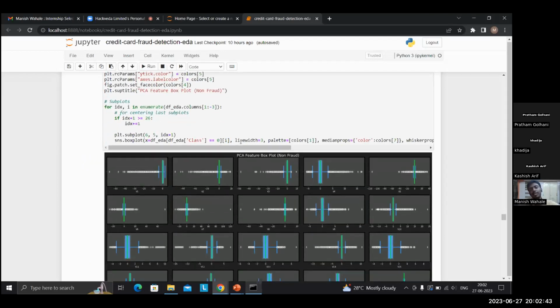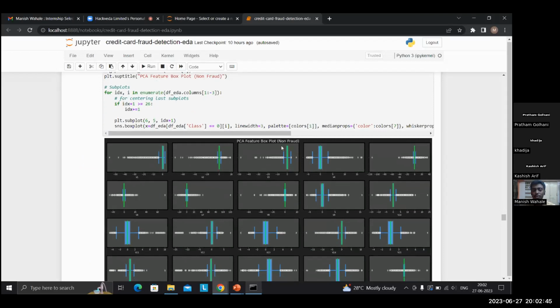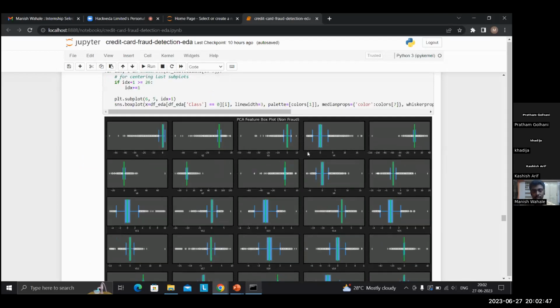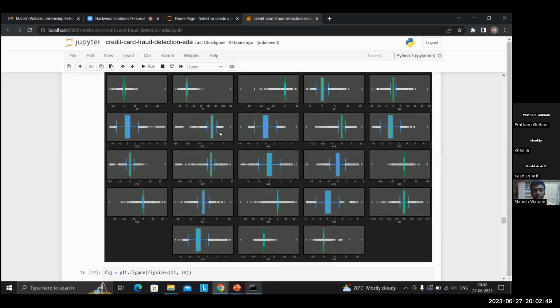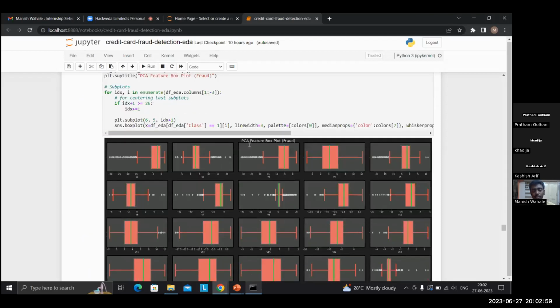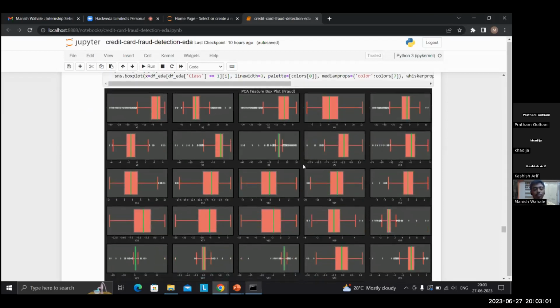So again, for more clarity, I've also plotted the box plot for the valid transactions. Here it also tells us about the feature ranges, like -15 to 5 in this case, and the white ones are the outliers present. And the same for the fraudulent transactions also.